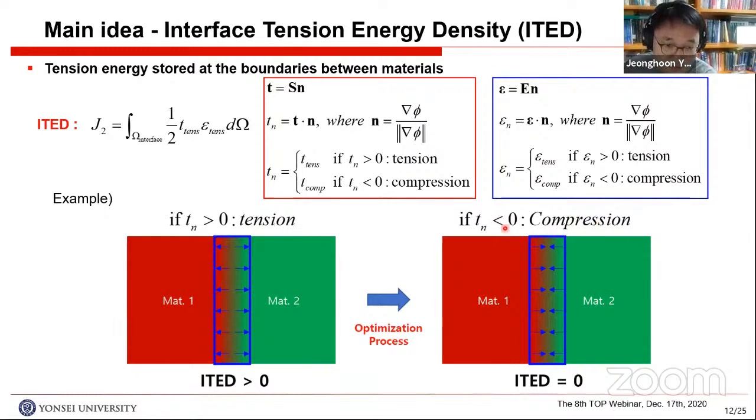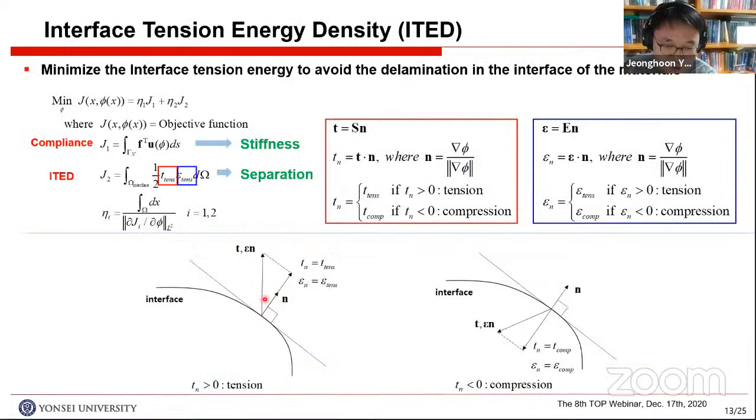It can be realized by just considering the interfacial layers, the normal directions related with the tension and the strain directions. So it can have positive values only when the strain energy becomes positive. For the optimization problems, as you may see, we combine the ordinary compliance objective function together with the ITD function. By combining these two objective functions, we can avoid the separation in the adhesive bonding area.